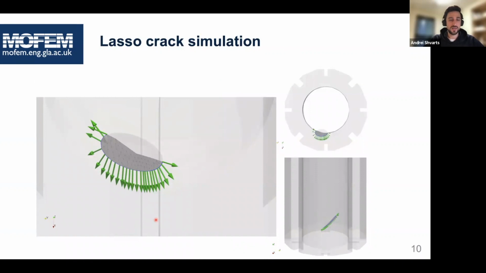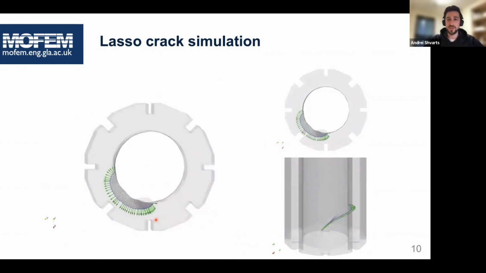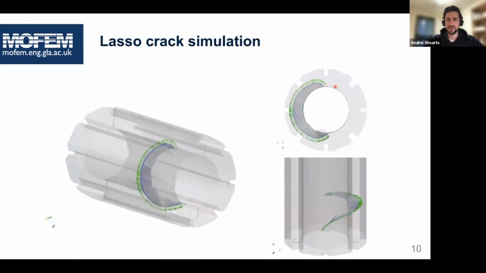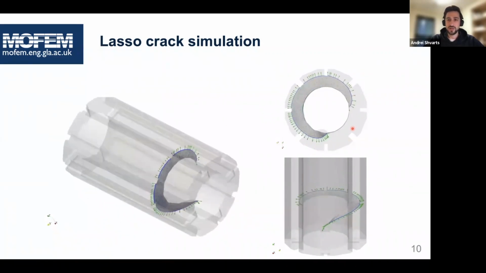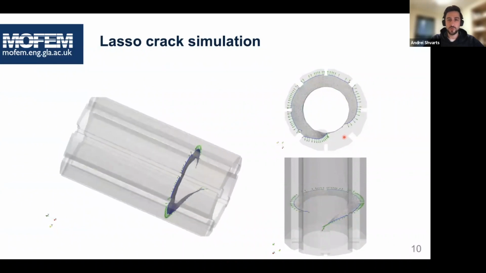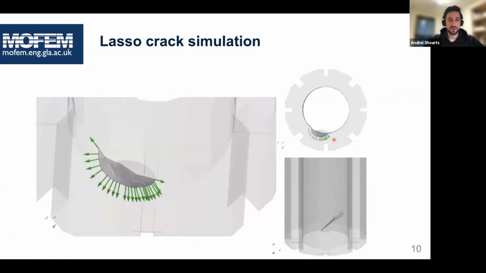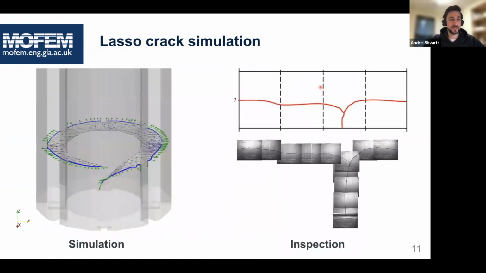Here is another case. This is a simulation of a lasso crack. This is the crack which starts somewhere in the middle of the brick. It propagates circumferentially. You can see it kind of circles around the brick, and at some point, it almost reaches the zone where it started, completing the loop. And if we compare the shape of this crack, we can see that it agrees very much with the photos from the inspection of one of such cracks observed in the power plant. So we can see that the simulation is agreeing quite well with the real observations.